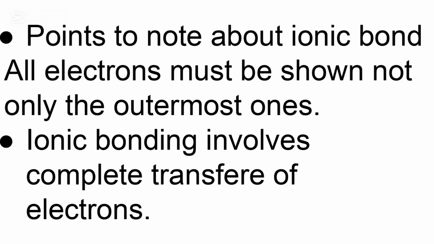There are some points to note about the ionic bond. One of them is that all electrons must be shown, not only the outermost ones. Number 2 is that ionic bonding involves complete transfer of electrons. You can see the electrons are being transferred from one atom to another. So it involves complete transfer of electrons and not sharing. No sharing at all. The electrons are completely transferred from one atom to another.